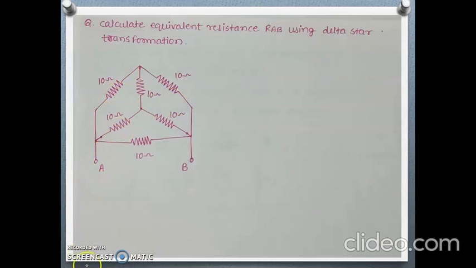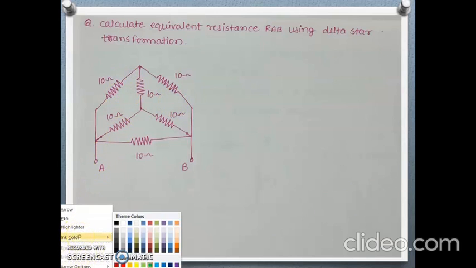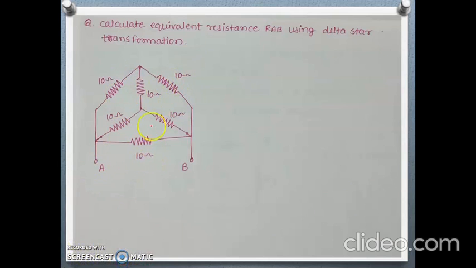Calculate equivalent resistance RAB using delta star transformation. Okay, this is the given circuit. Suppose these are the A and B points, so this will be the C point. Here, we want to calculate this RAB, the equivalent resistance using delta star transformation. This is the star network inside this delta. So delta is also there, star is also there.